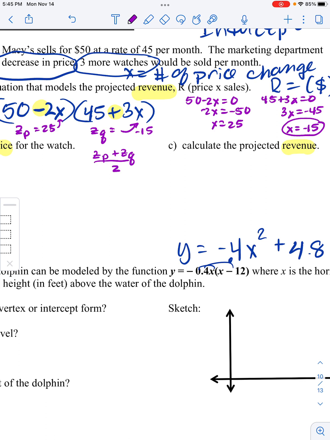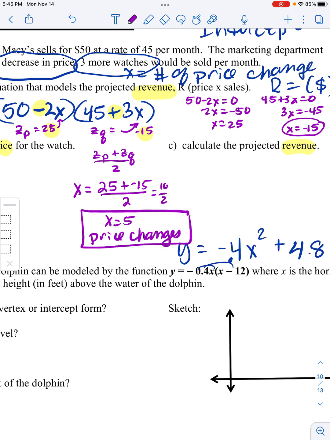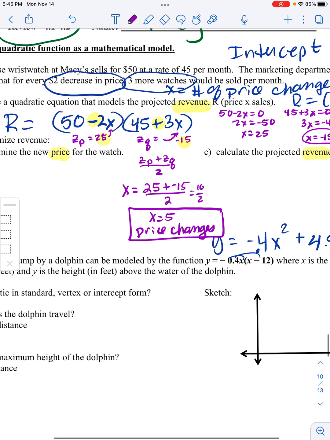So for us to figure out what's the number of price changes, we're going to take that number that made the first part 0 from right here, and we're going to add it to the number that made the second part 0 and divide it in half. So 25 minus 15 is 10, divided by 2. So we're going to have 5 price changes. If you change the price 5 times by $2 each time, because it's set up here, they're going to decrease it. If you did that 5 times, you're going to maximize your revenue, because this is the x part of the vertex, and that's going to be our maximum.